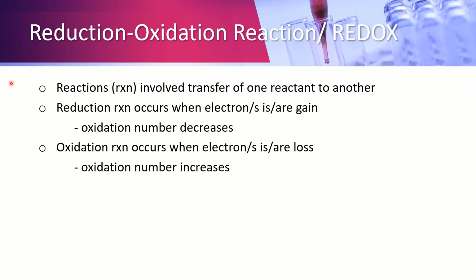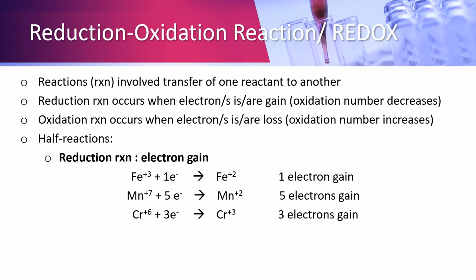Reactions involve transfer of one reactant to another. Reduction reaction occurs when electron or electrons are gained and there is a decrease of oxidation number. Oxidation reaction occurs when electron or electrons are lost and there is an increase of oxidation number. Redox can be further understood with half reactions.